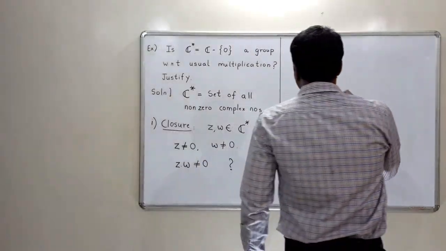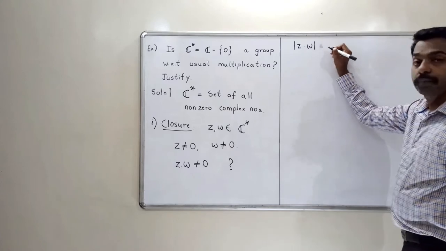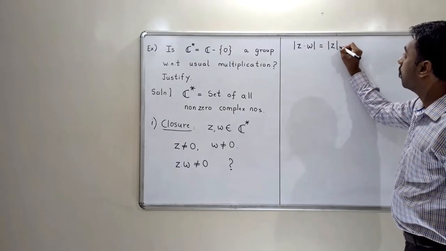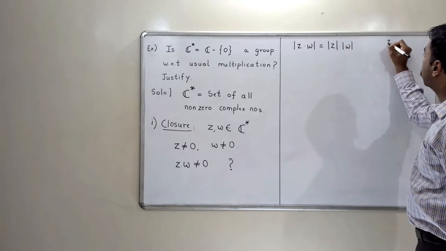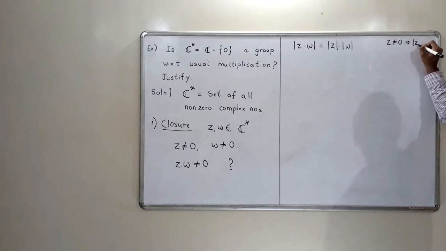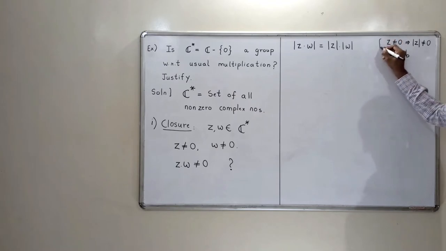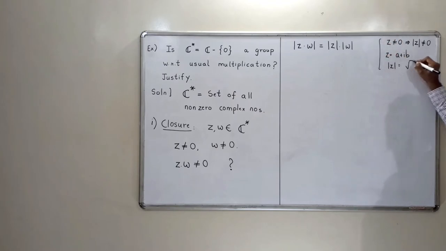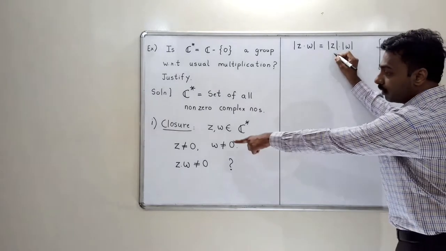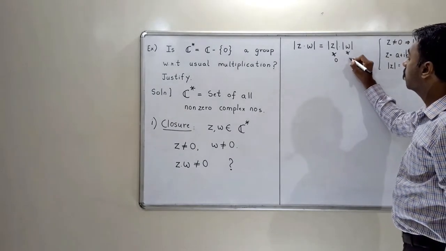So we know that for complex numbers, mod of ZW is equal to mod Z multiplied by mod W. Now we know that Z is not equal to 0. If the complex number is not equal to 0, then its magnitude will also be not equal to 0. If I have a complex number Z which is A plus IB, the magnitude mod Z is given by the square root of A squared plus B squared. So if Z is not 0, then this quantity will also be not equal to 0, and this quantity will also be not equal to 0.